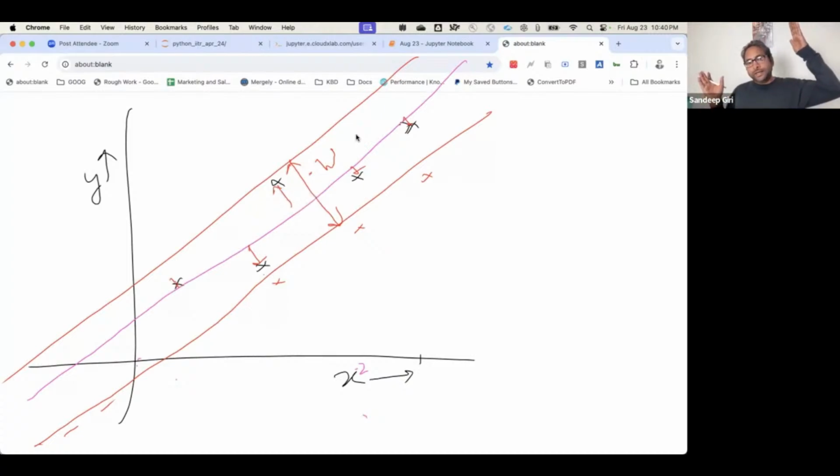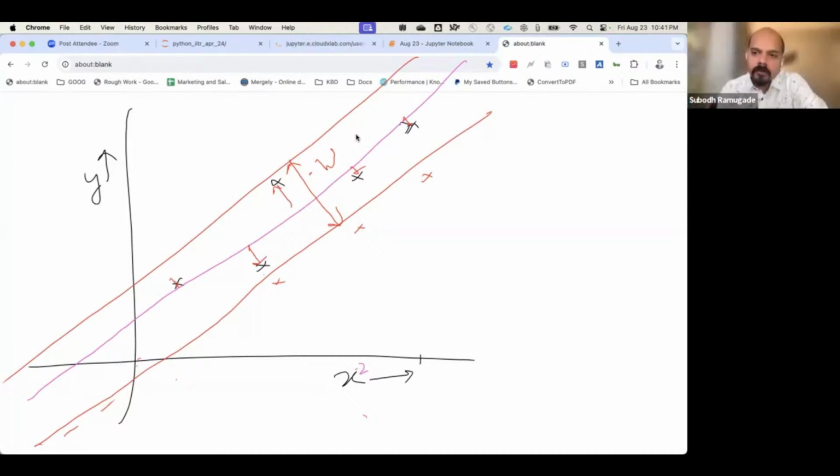One, the width of this thing should be minimum, and this data should be closest to the center line, right? So we got two loss functions, two things, we got two objectives. One, the width of this thing should be small, and the second objective is that this data should be very close to the center line. Correct? Are you with me?